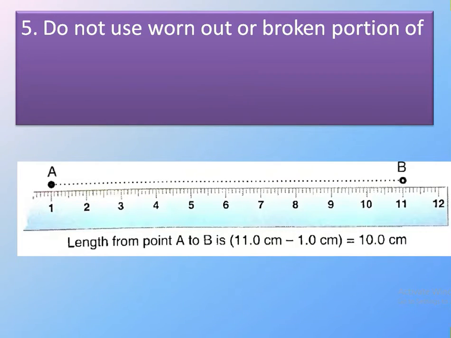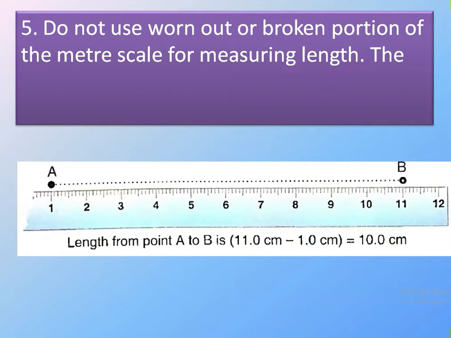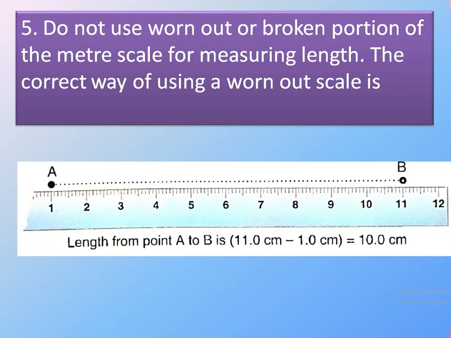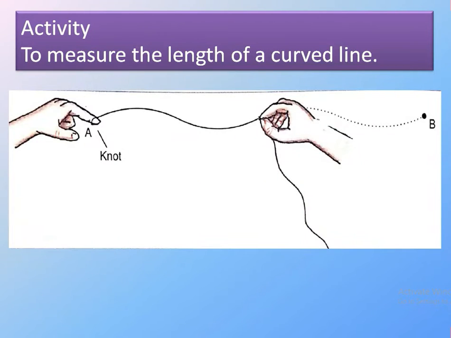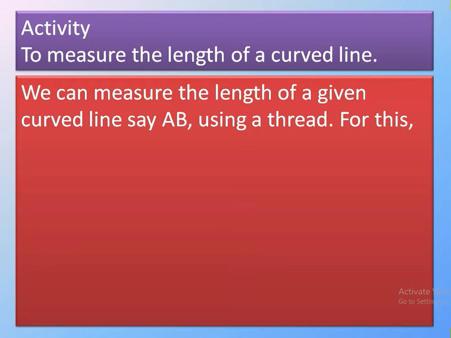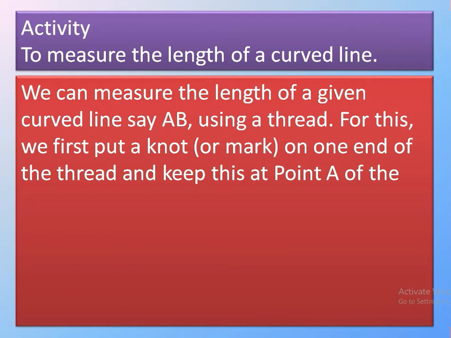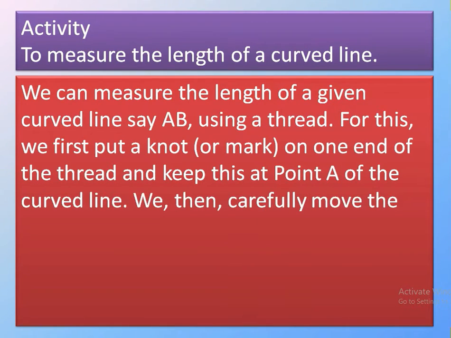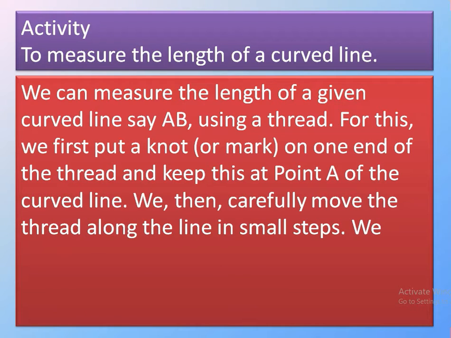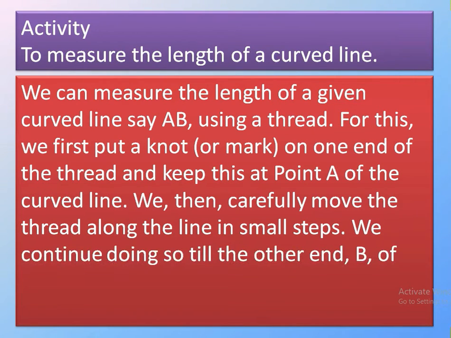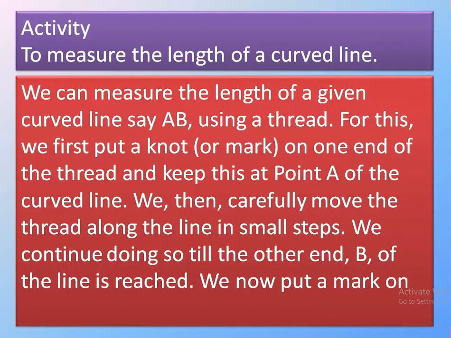Do not use worn out or broken portion of the meter scale or measuring tape. The correct way of using a worn out scale is shown in the picture. To measure the length of a curved line, say AB, you can use a thread. For this, first put a knot or mark on one end of the thread and keep this at point A of the curved line. Then carefully move the thread along the line in small steps. We continue doing so till the other end B of the line is reached. We now put a mark on this point of the string.